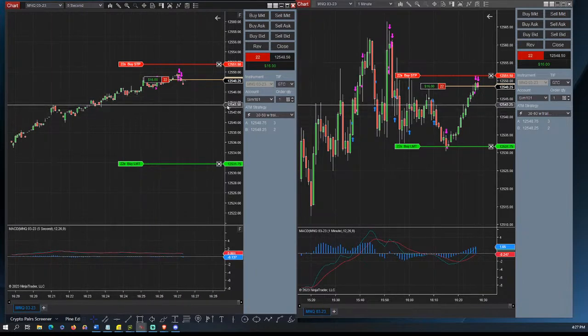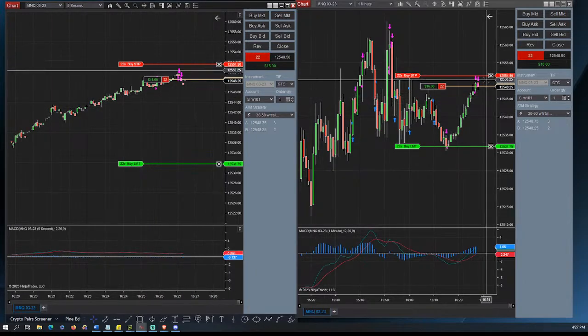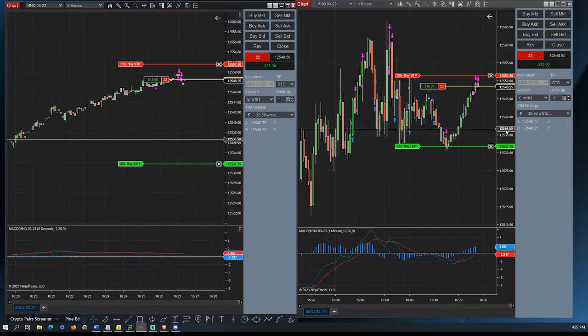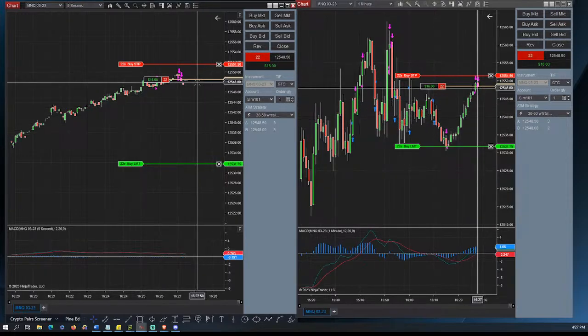Market's not moving a lot. You know, liquidity is dried up. I'm just gonna stay on the ninja charts for now. See what this does. It's probably gonna be dead.